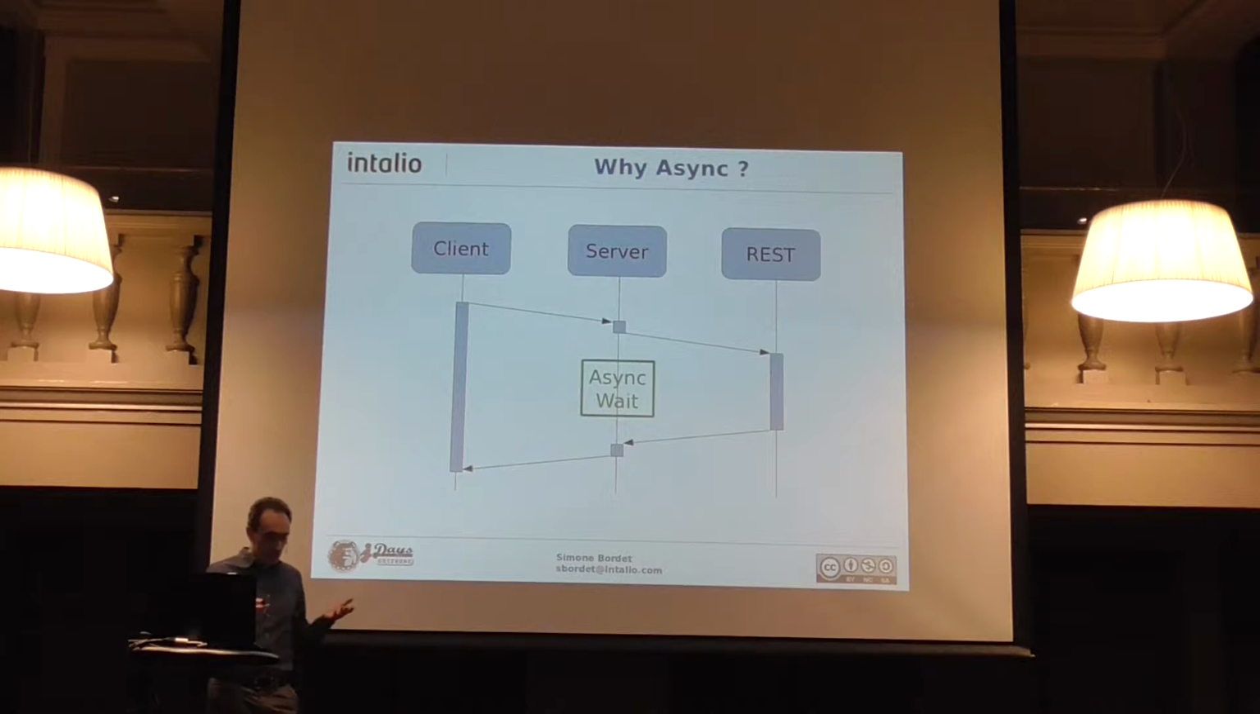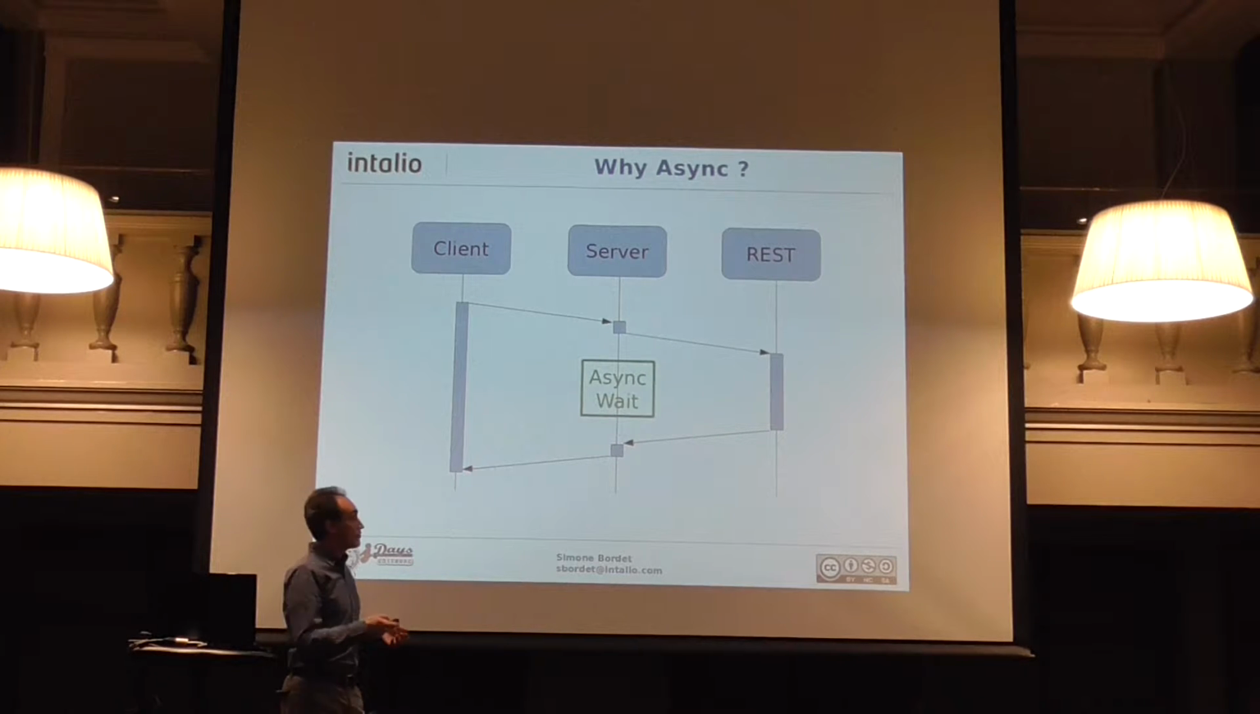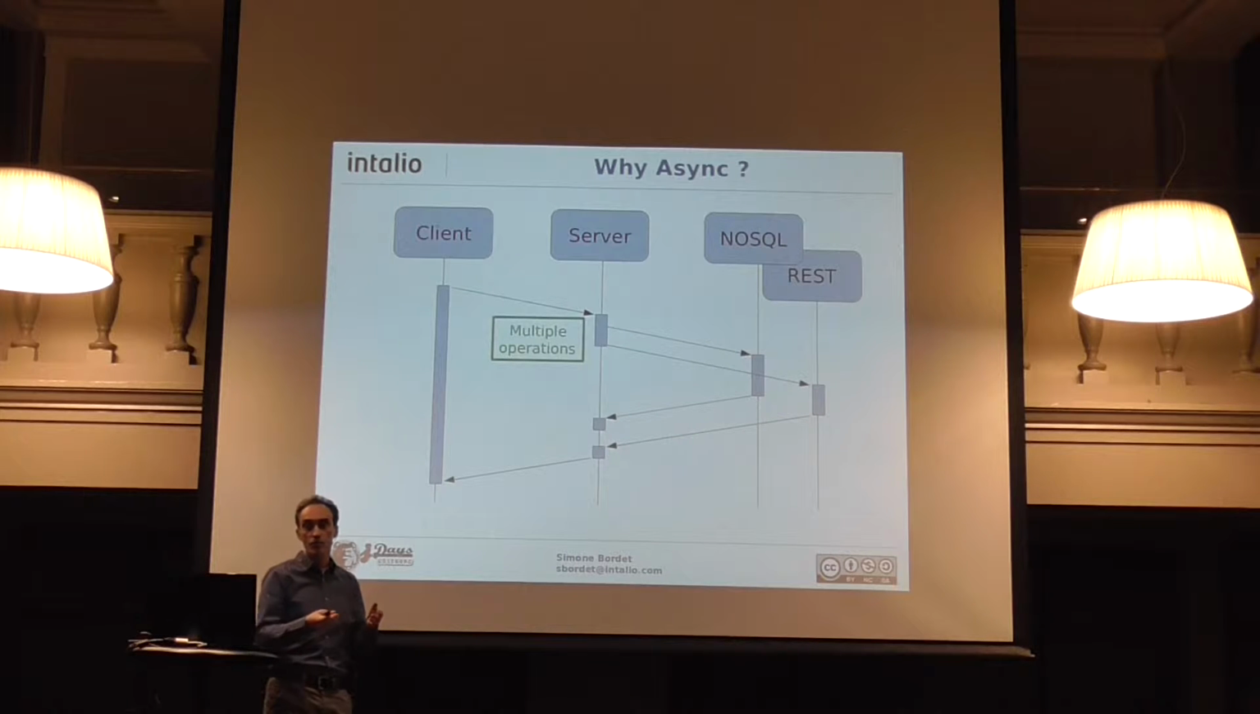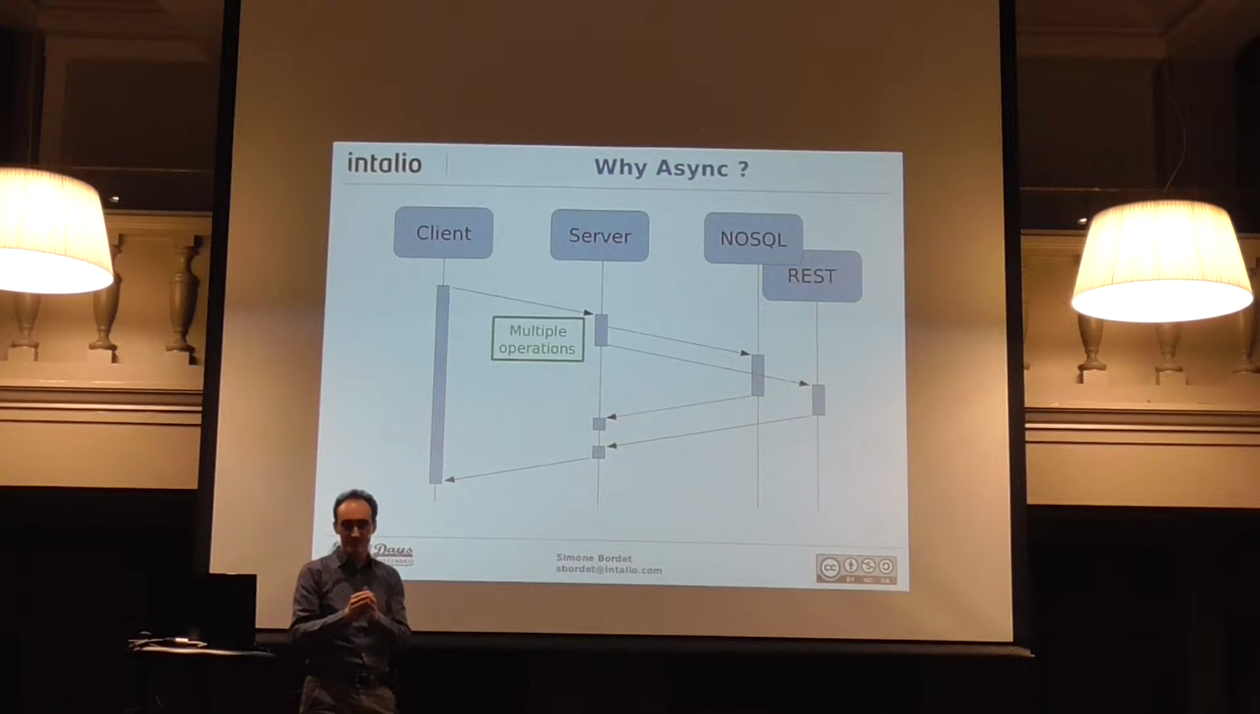So, okay, what do we gain if we go to this model? Well, this is one possible thing that we can do. Imagine you have to make two calls, one to a NoSQL database and another one to a REST service, and you want these two calls to be concurrent, parallel. You don't want to go to the NoSQL, wait for it to return, then call the REST service. You want to go in parallel and do the two things together. How would you do that now?